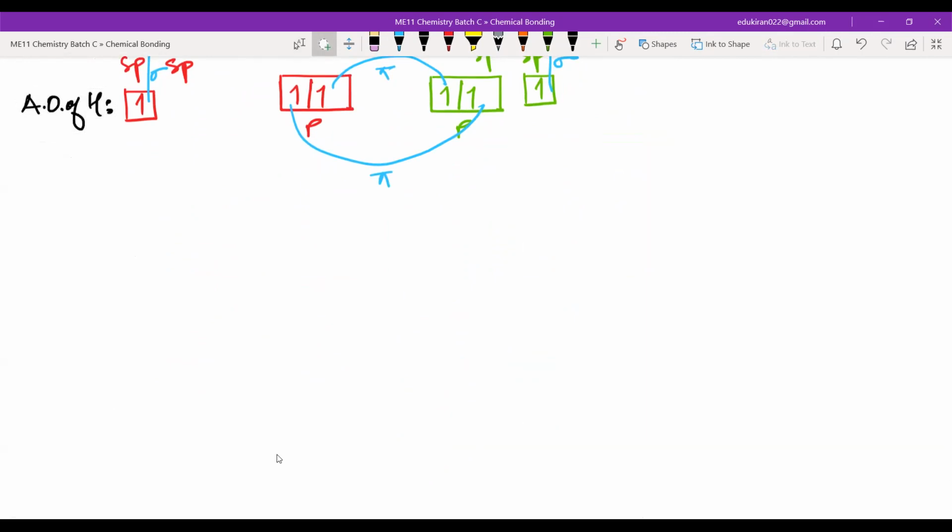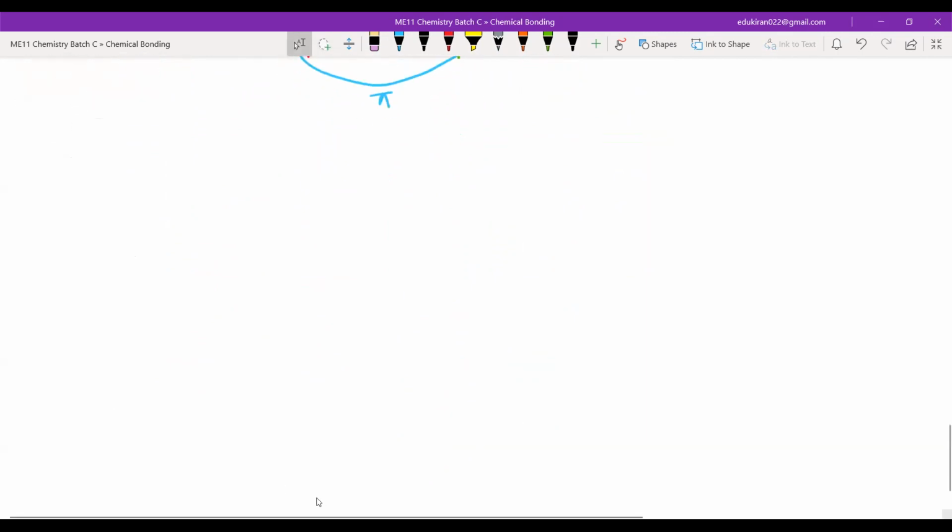Okay. So you have carbon, which is a red carbon. This red carbon has, first of all, we will make the hybrid orbitals, right? The hybrid orbitals as sp. So what will be the shape for sp? Linear. Yeah, very good. Linear.